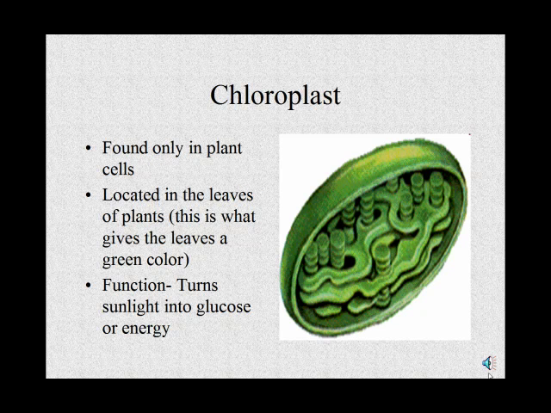The chloroplast is found only in plant cells. It's not in an animal cell. These are located in the leaves of plants, and this is what gives the leaves their green color. Their function is that it turns sunlight into glucose or energy. In the fall, when the leaves turn the different colors, that's because the chloroplast has left the leaf and gone back into the tree trunk. So now when you see those different colors of leaves, you're actually seeing the true color of that leaf, because in the spring and summertime the chloroplast is what's turned it that green color.